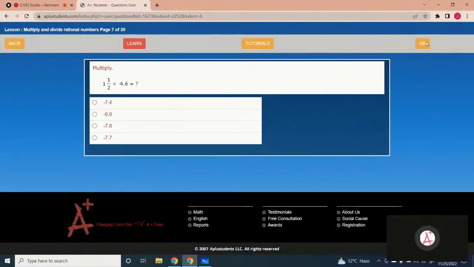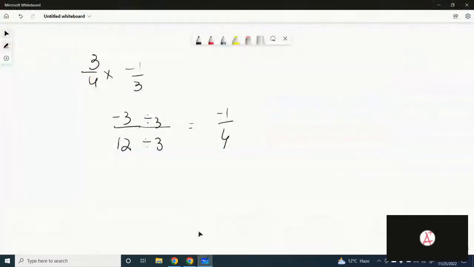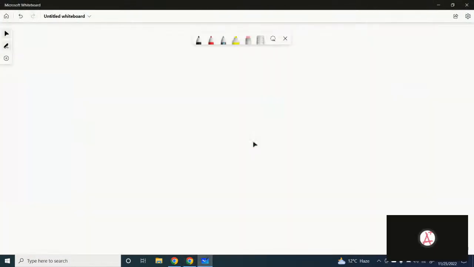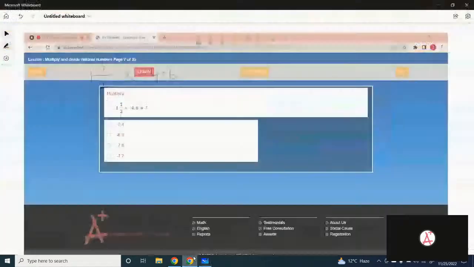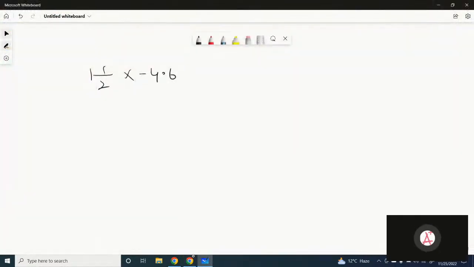Okay, the next one is 1 whole 1 over 2 times negative 4.6. Convert it into the improper fraction. 2 times 1 is 2, plus 1, 3 over 2. Just do numerator times numerator and denominator times denominator. 4.6 times 3 is 13.8.